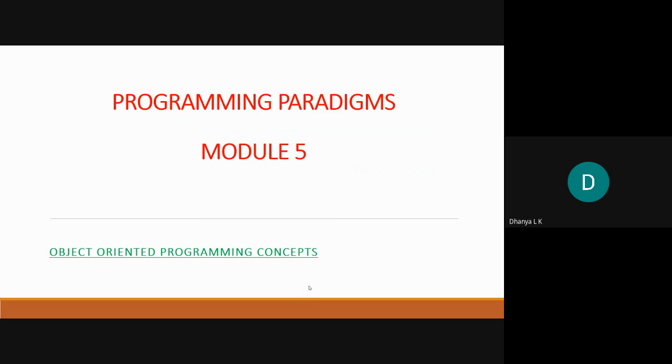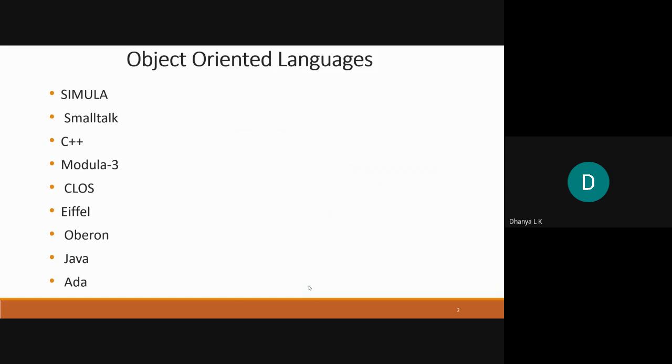Good morning. Today we are going to discuss object-oriented programming concepts. Before that, we have to know the languages for object-oriented concepts: Simula, Smalltalk, C++, Modula-3, Eiffel, Oberon, Java, Ada. These are the main object-oriented languages. In addition to this, Python is also an object-oriented language.